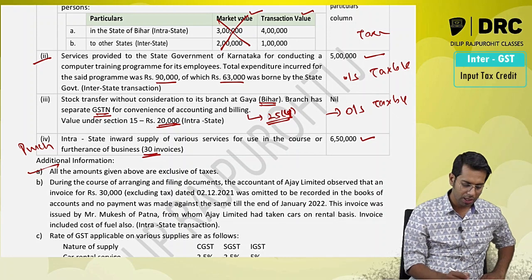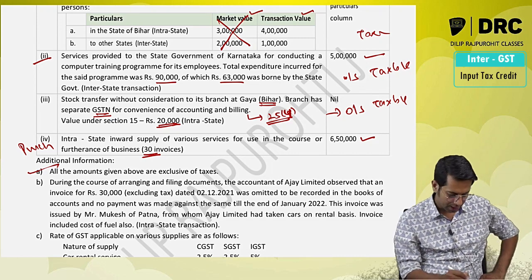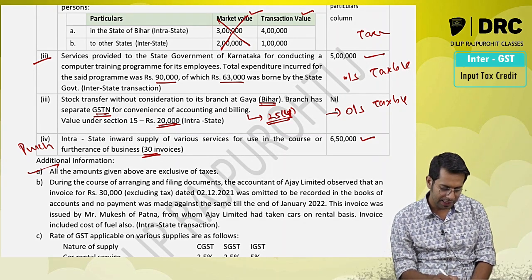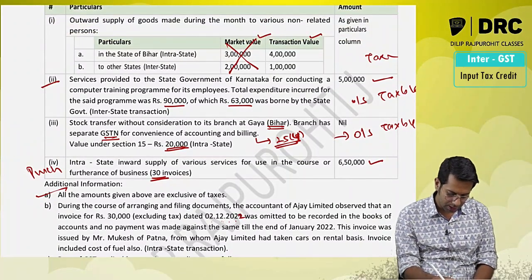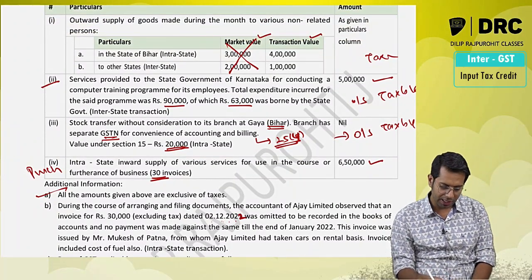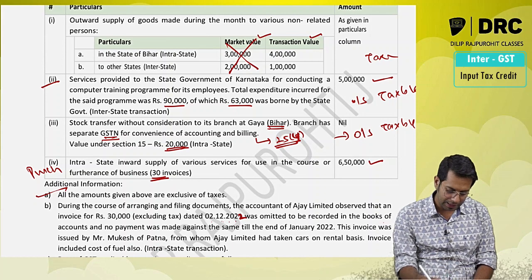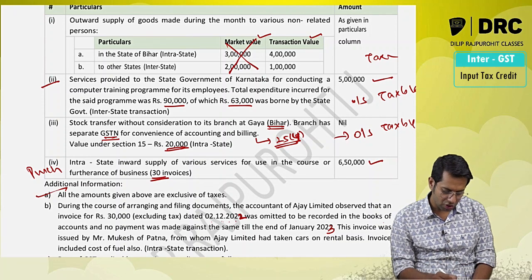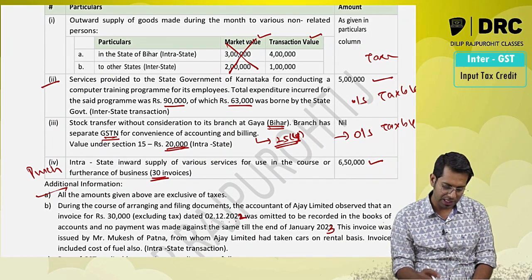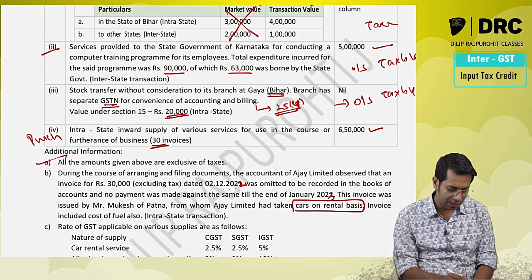During the course of arranging and filing documents, the accountant of Ajay Limited observed that an invoice of 30,000 dated 12th December 2020 was omitted to be recorded in the books of accounts, and no payment was made till March. The invoice was issued by Mr. Mukesh of Patna, from whom Ajay Limited had taken car rental services. The invoice included cost of fuel.